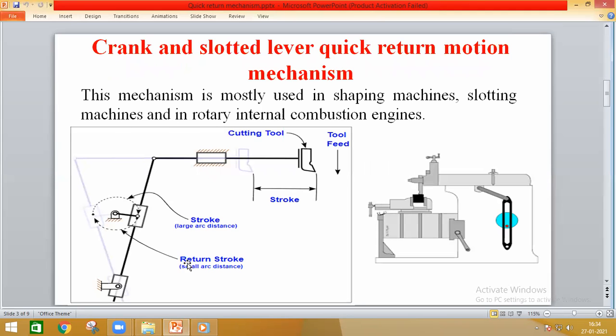So this is a block diagram of a crank and slotted lever quick return motion mechanism. Here we have four links. The slider is the first link, which makes a sliding pair with the slotted lever. Then the crank is the second link, which makes a turning pair. Then we have the slotted lever, which is also a turning pair, pivoted at the fixed point. This is the fixed link, link number 3. The slotted lever is connected with the cutting tool by means of the connecting rod.